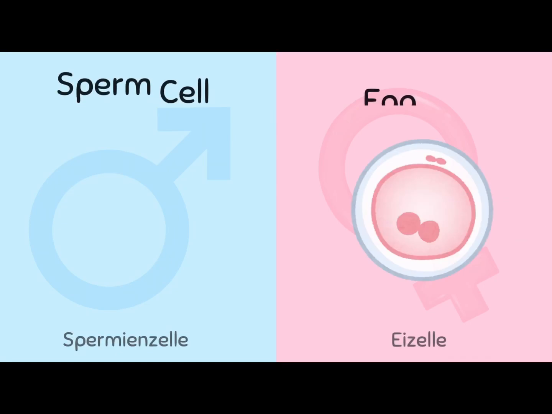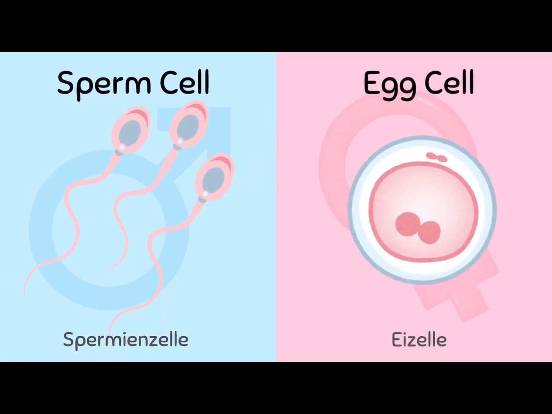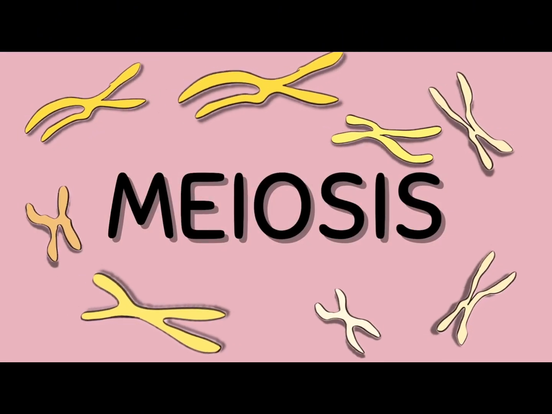Reproduction starts at the cellular level. Have you ever wondered how you inherited your dad's curls or your mom's dimples? Well, it all begins with the process of gamete formation. Inside our bodies, specialized cells called gametes, sperm in males and eggs in females, are created through a process called meiosis. Meiosis is split into two parts.